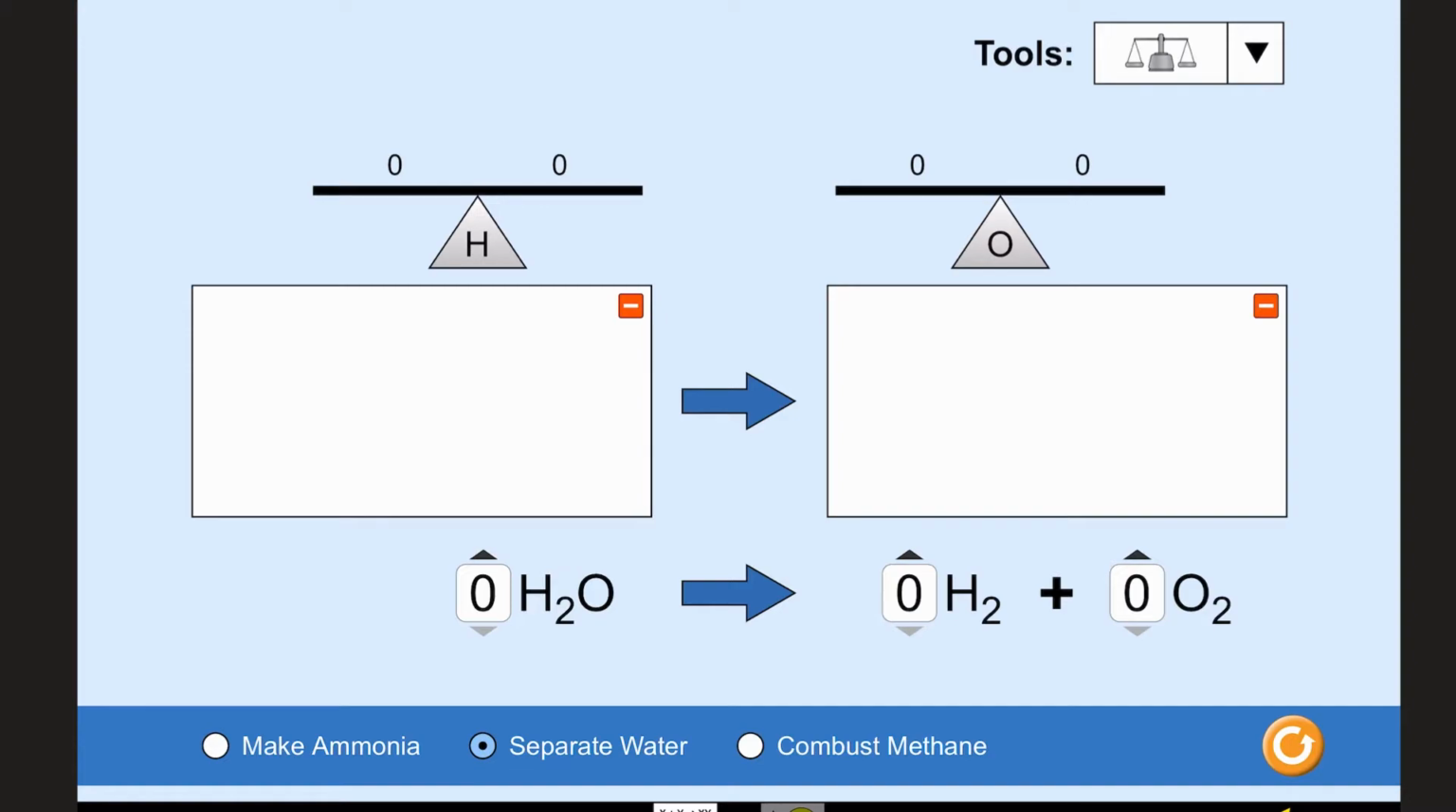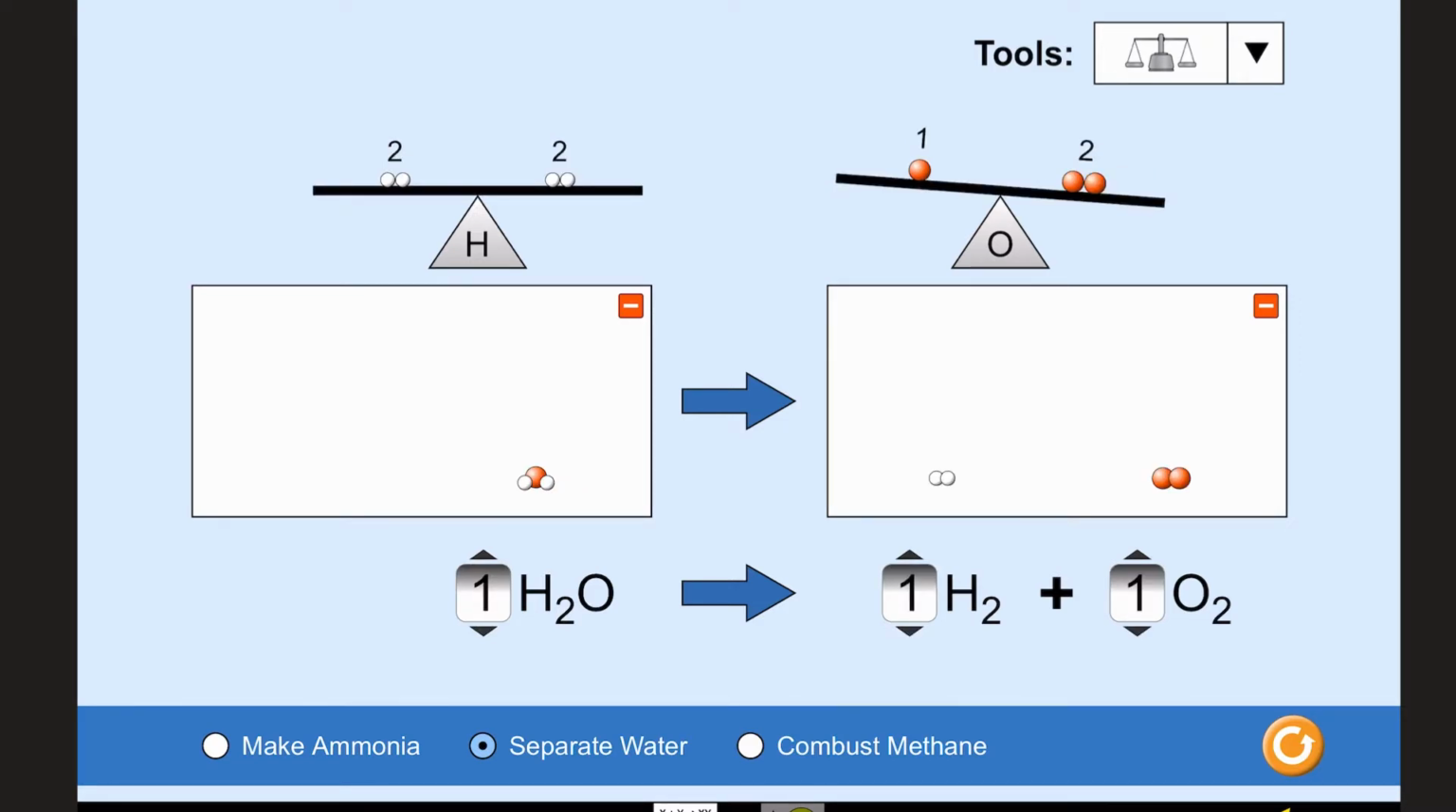The next one that you went to was separating water. And we'll start again by putting a coefficient of 1 in front of each of the reactants. And again, you cannot change the subscripts, right? H2O has to remain H2O. If I change any of the subscripts, then it's no longer a molecule that represents water. And this reaction is the decomposition of water, right? Breaking it into its pieces and creating hydrogen gas and oxygen gas.